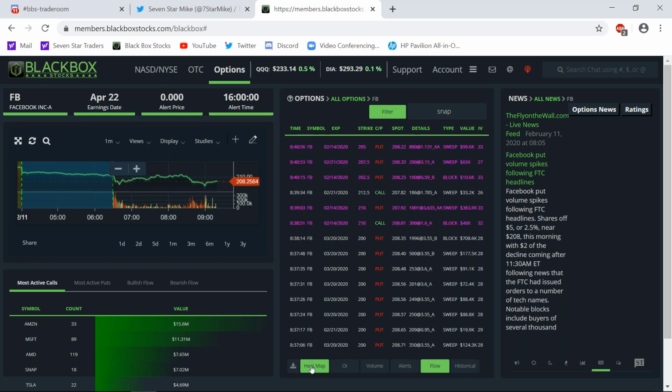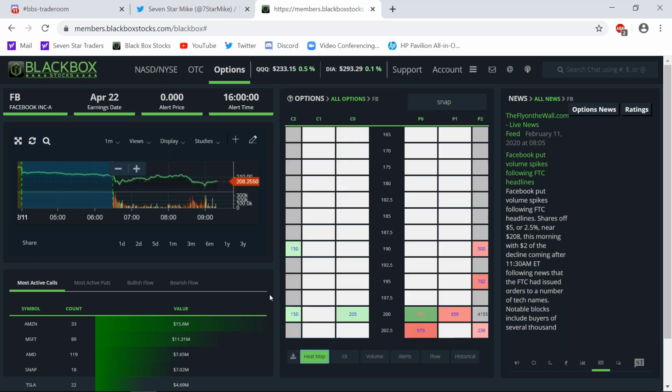If we click on the heat map, what it's going to do is give us a visual representation of the flow. Now, if I see this, I instantly see that it's predominantly bearish. There's a lot of bullish activity, but there's more on the bearish side. And the reason I know this is the green and the red. Green is bullish, red is bearish.